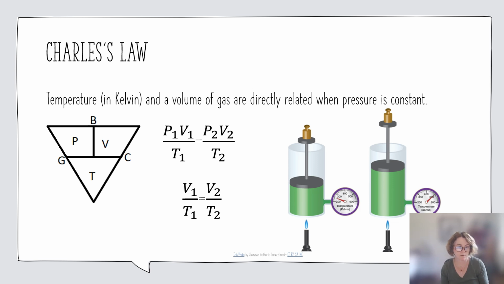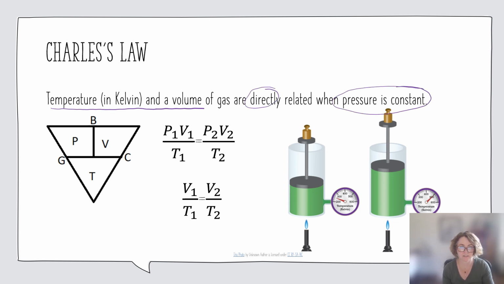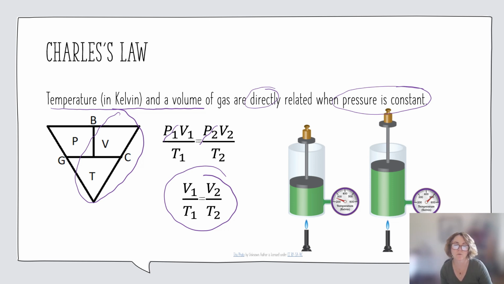Next up is Charles' law. Charles' law basically says that the temperature in Kelvin and the volume of a gas are directly related when the pressure is held constant. Looking at Charles' law, I love this inverted triangle. The C is right next to the volume and the temperature. I know they're directly related, and I know that in this case I am not dealing with pressure, so pressure will cancel out. The equation for Charles' law is V1 over T1 is equal to V2 over T2.